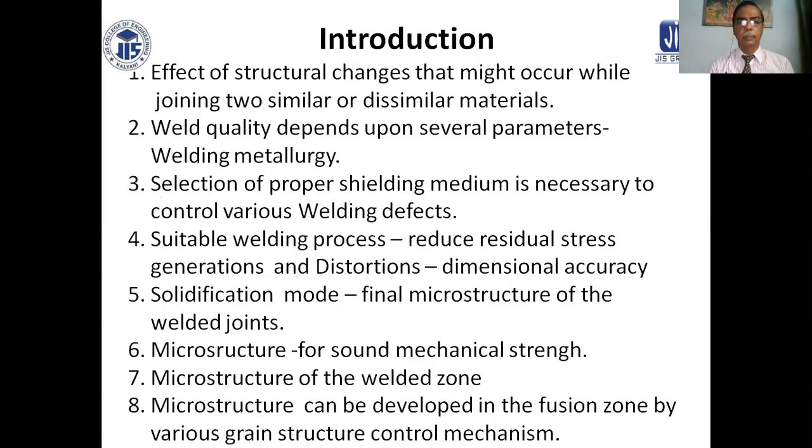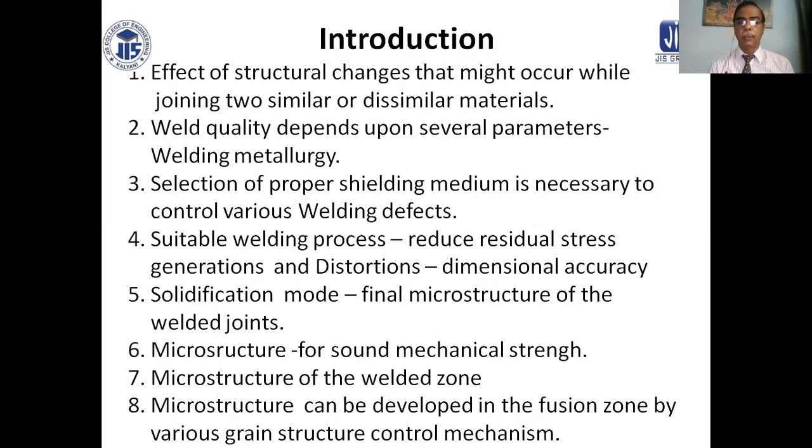Introduction. The effect of structural changes that might occur while joining two similar or dissimilar materials. Weld quality depends upon several parameters. Welding metallurgy: selection of a proper shielding medium is necessary to control various welding defects. A suitable welding process reduces residual stresses, generations, and distortions.